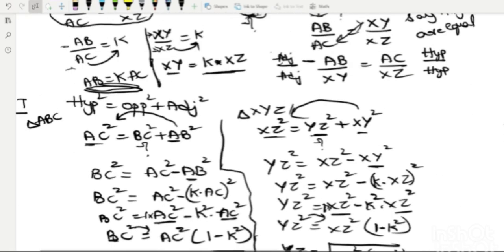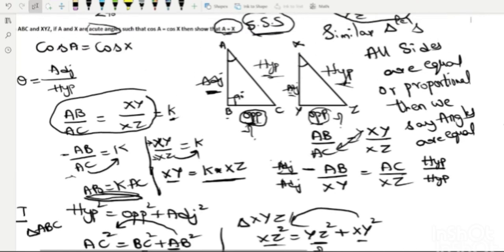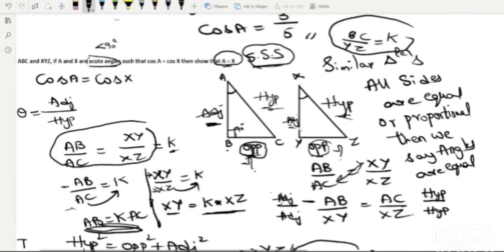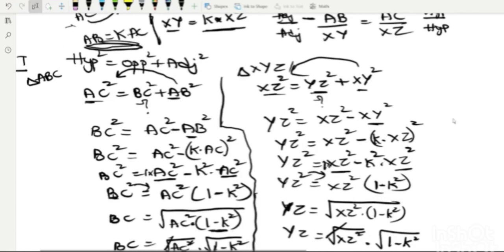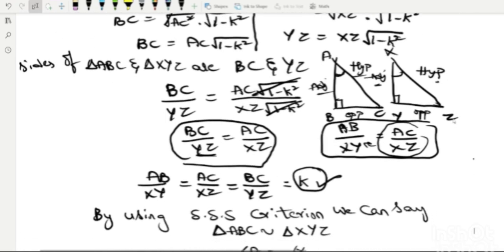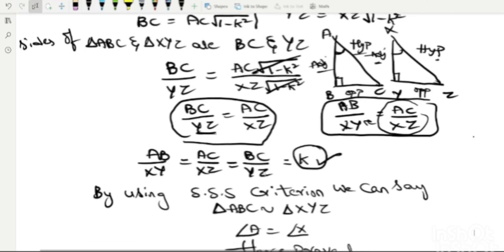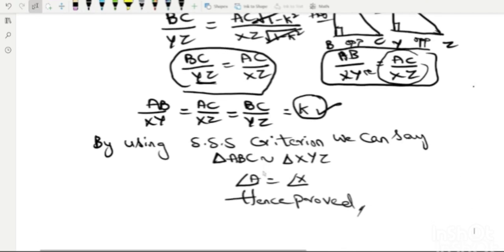Please remember these things clearly, that as per the similar triangles rules, if all sides are equal or proportional, we can say that angles are equal. So in this we have proved that all the proportional sides are equal to each other. From this we can use the SSS criterion, and we can say that angle A is equal to angle X, which he has asked us to prove. So that is the problem.